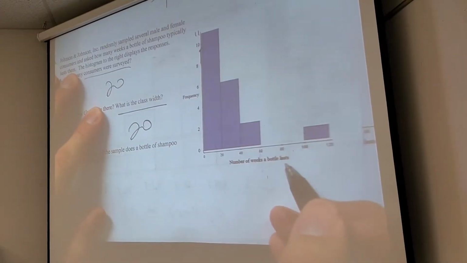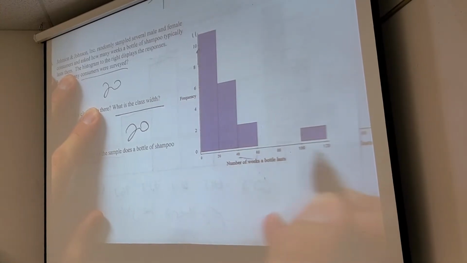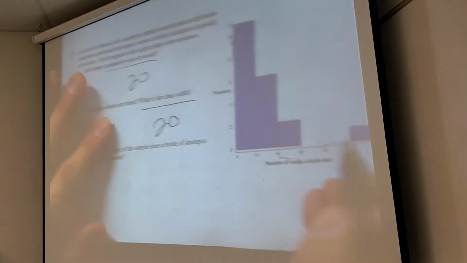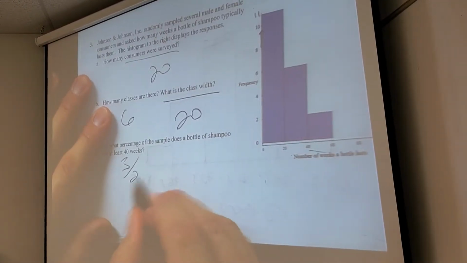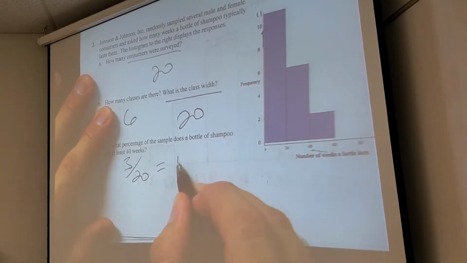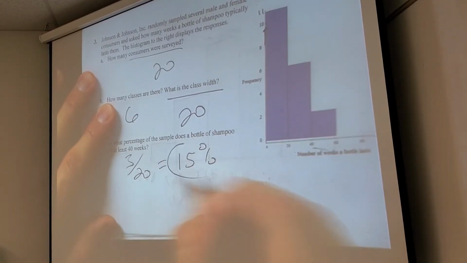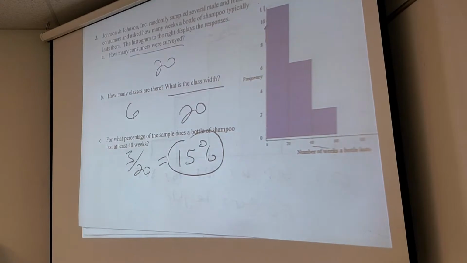So at least 40 weeks, how many people are we talking about? Yeah, these two and this one. So 3 out of 20, which is 15%. Sweet.